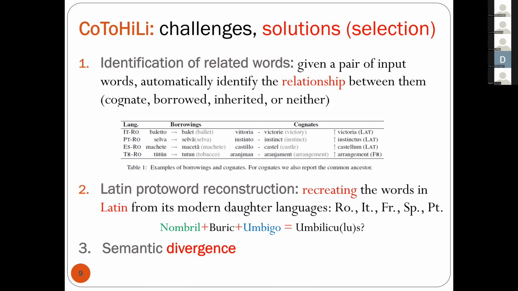And the third challenge, and I probably have no time, but if I have time I will say a few words, is about semantic divergence, which is something we want to work on next year.